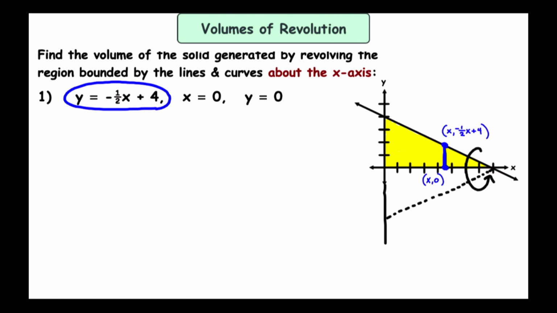All right, so if this goes around the x-axis, you can see that you're going to form a circular disc. This thing's going to whirl around and become basically like a frisbee. And the radius of the frisbee is simply top minus bottom, which in this case would be the negative 1/2 x plus 4 minus the 0. So the radius is negative 1/2 x plus 4.